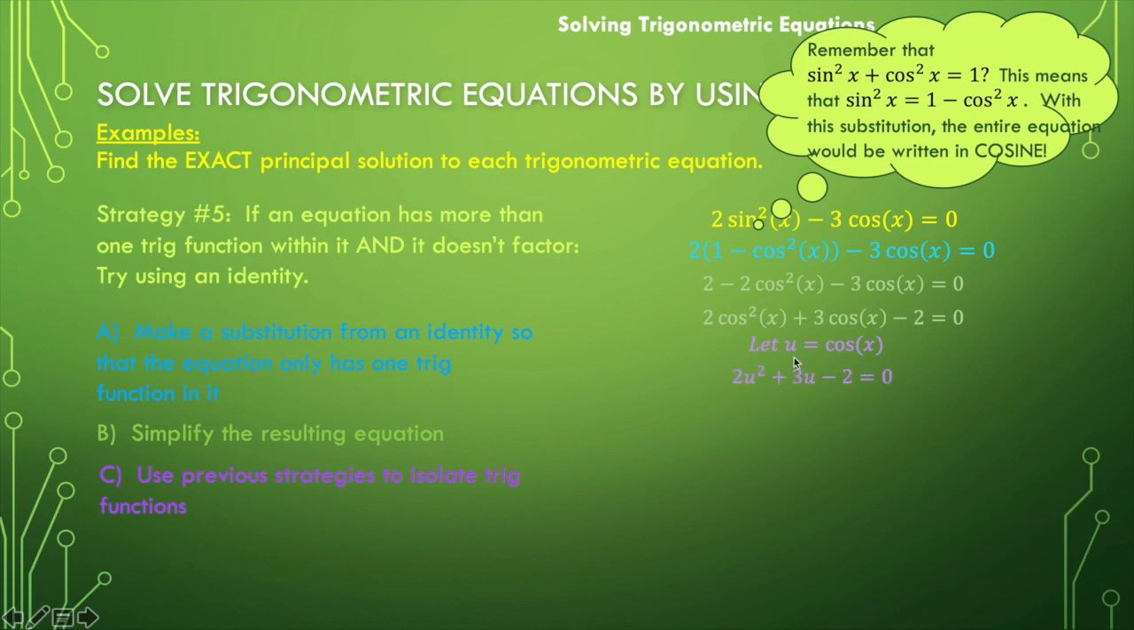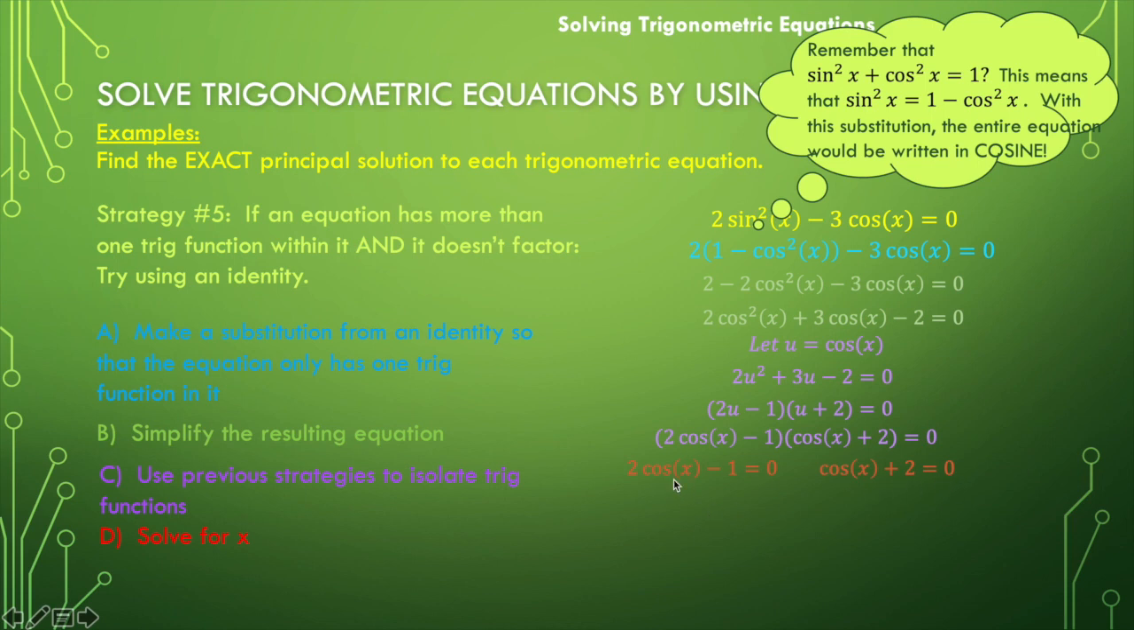I can factor it, and then I can back substitute what I took out. I took the cosine of x out and made it u, so let's put it back in wherever I see u. Oh, I see you. That's a funny pun. All right, and then I am able to set each of these factors equal to 0 and solve for x. So 2 cosine of x minus 1 is equal to 0, and cosine of x plus 2 is equal to 0.